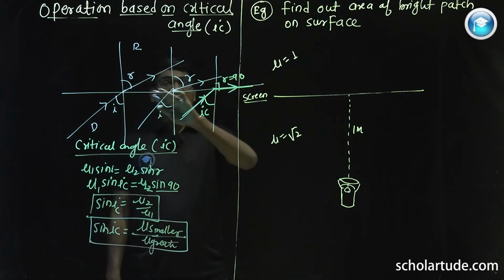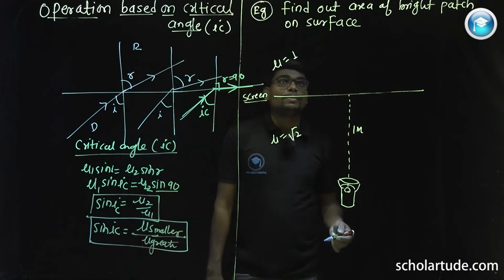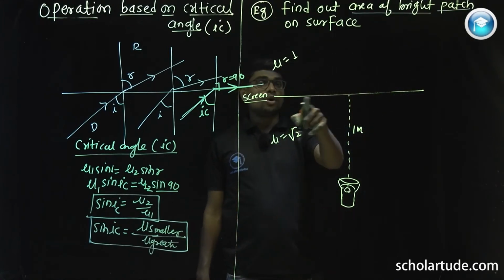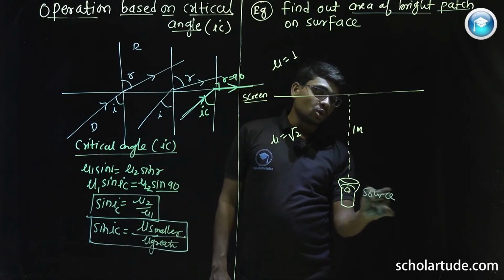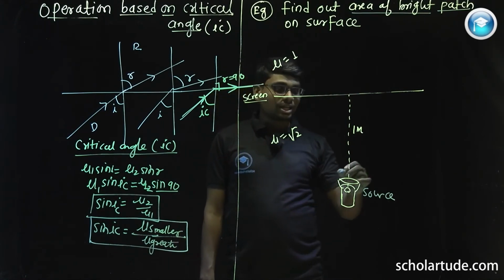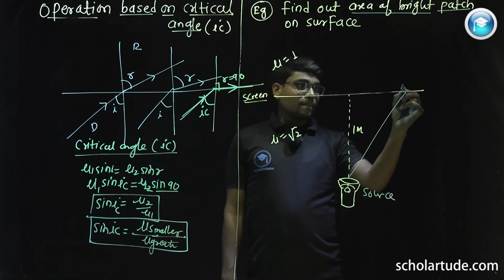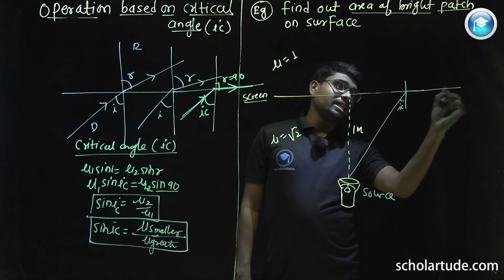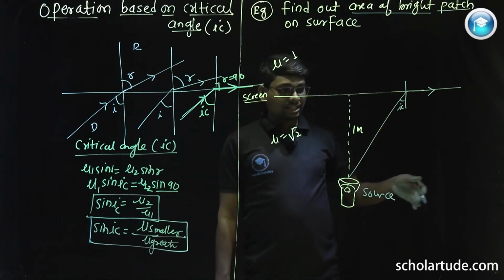The angle at which the refracted ray becomes parallel is called the critical angle. Now see the example based on this. Find out the area of the bright spot which is forming on the screen when the source is placed. This is called the source. The source is placed 1 meter away from the screen. So you will get a bright spot until the light enters into the second medium. But after critical angle, it becomes horizontal. And suppose you increase the angle, it appears in the same medium.